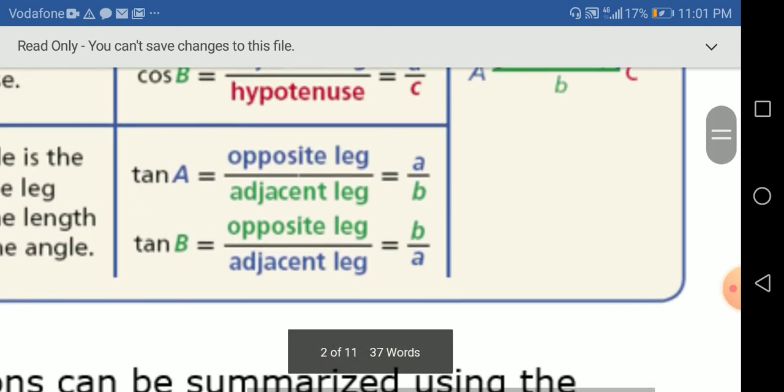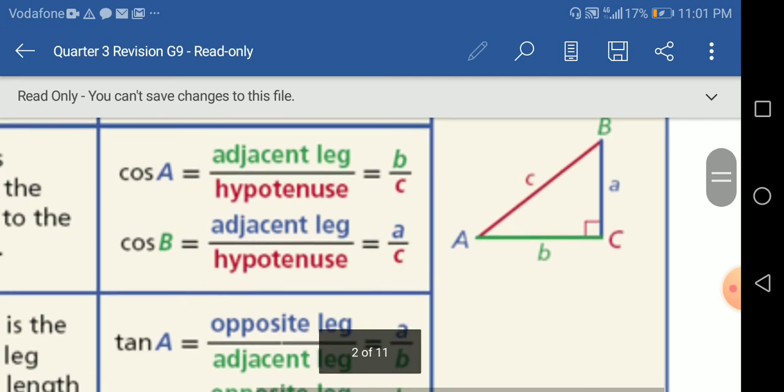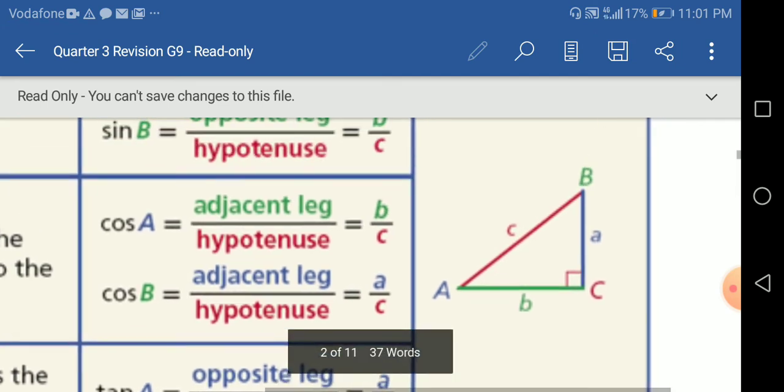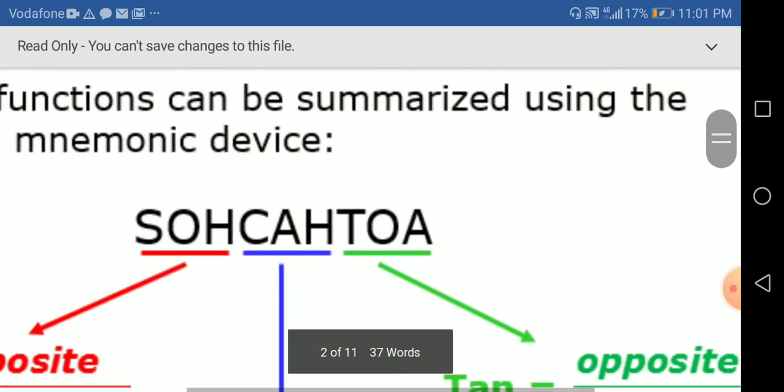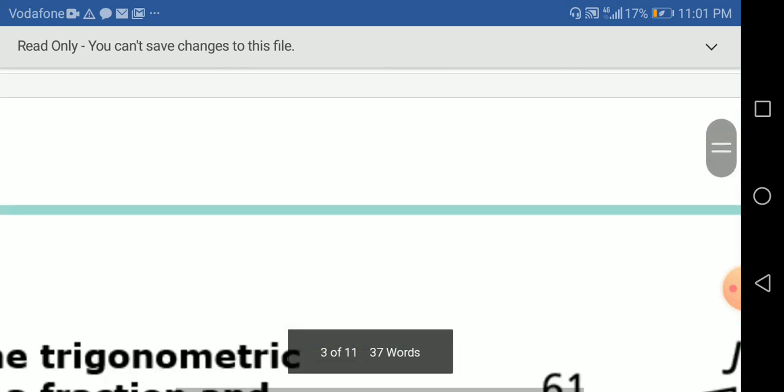And what about the tangent? Tangent means toa, opposite over adjacent. So the tangent of angle A, opposite, which is A, over adjacent, which is B. Okay guys, easy. Let's have an example together.